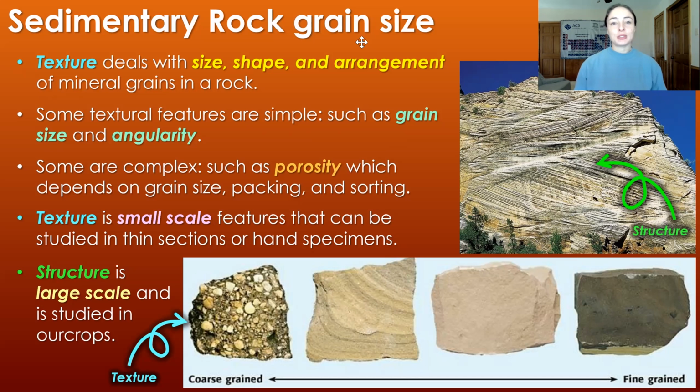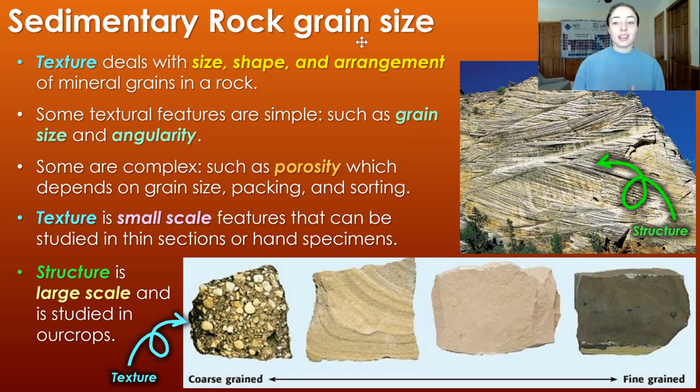So first and foremost, what is texture? And what's the difference between the texture of sedimentary rocks and the structure of them? Texture deals with the size, the shape, and the arrangement of the mineral grains in the rock. Some textural features are simple, like grain size and angularity, but some are a bit more complex, such as porosity, which depends on grain size and angularity, as well as packing and sorting of the grains.